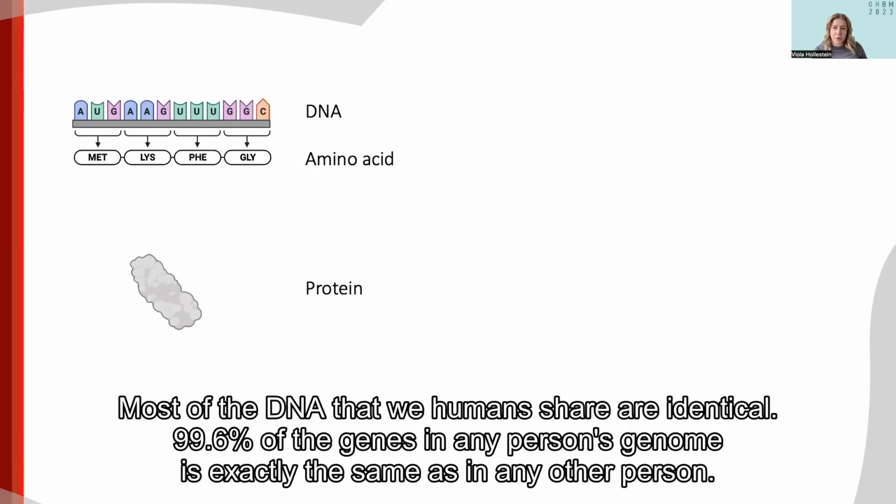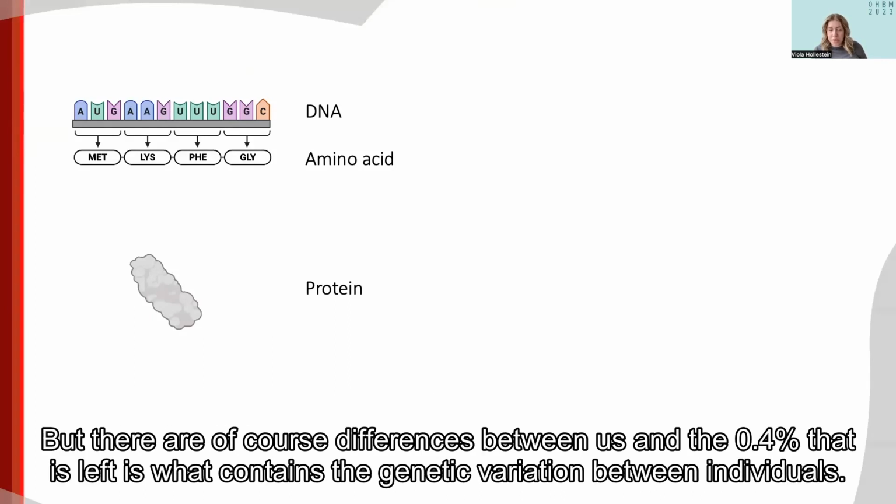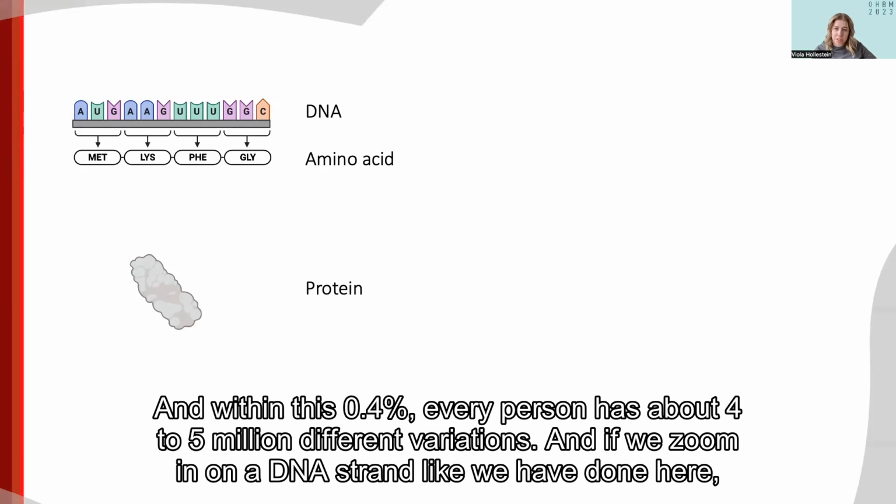Most of the DNA that we humans share is identical. 99.6% of the genes in any person's genome is exactly the same as in any other person. But there are, of course, differences between us, and the 0.4% that is left is what contains the genetic variation between individuals. And within this 0.4%, every person has about 4 to 5 million different variations.